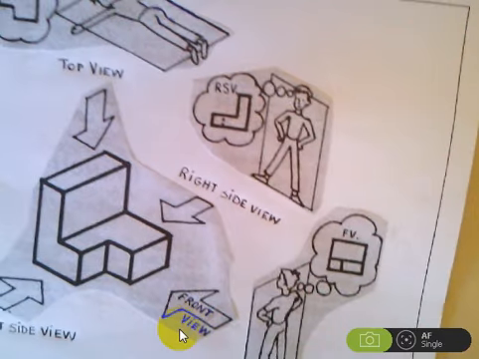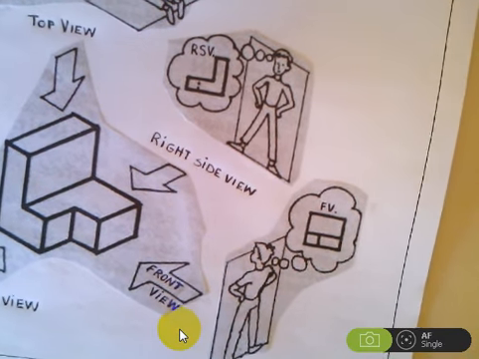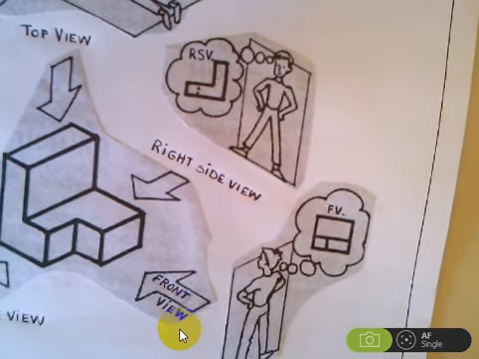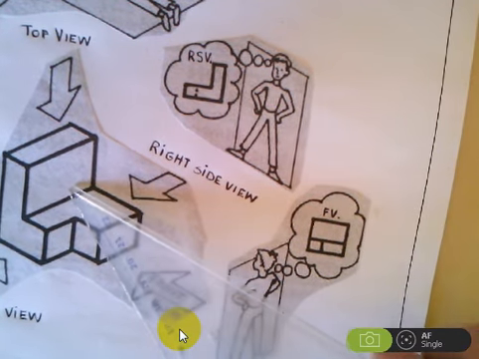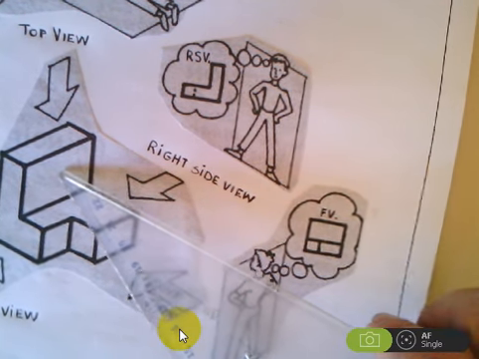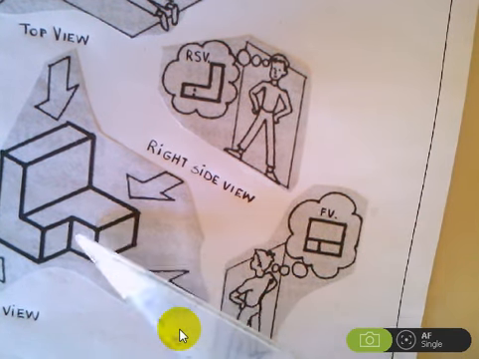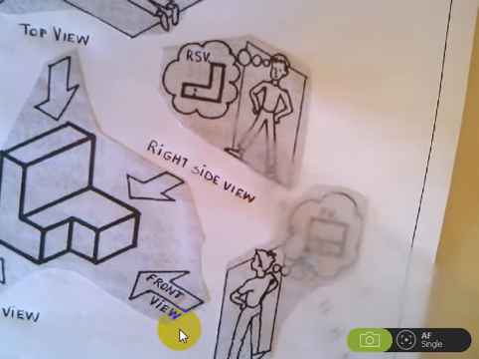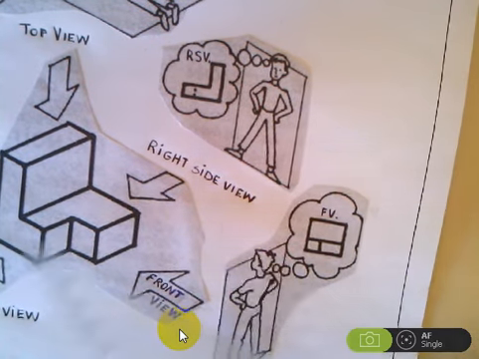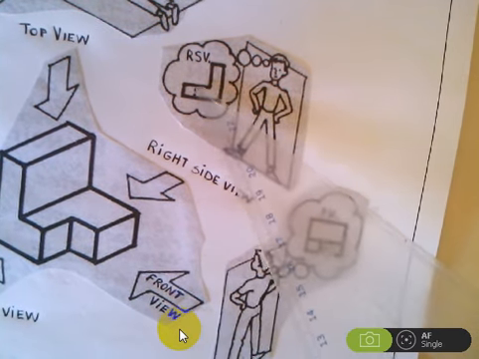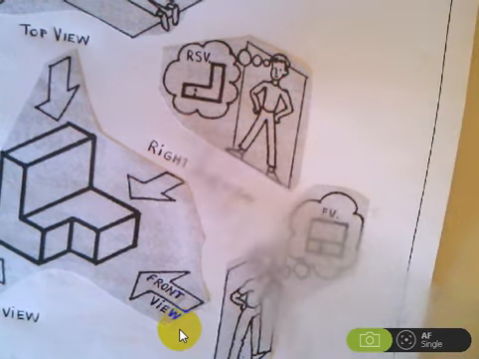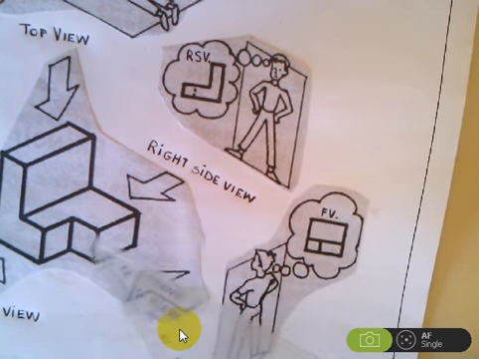Just another block. Front view, there you can see the person standing here is viewing it in this direction, so that's what it looks like. From the right side view, when he's standing that side and looking this way, that's the picture that we see. There is the hidden detail. Though he can't see it, he knows it's there.